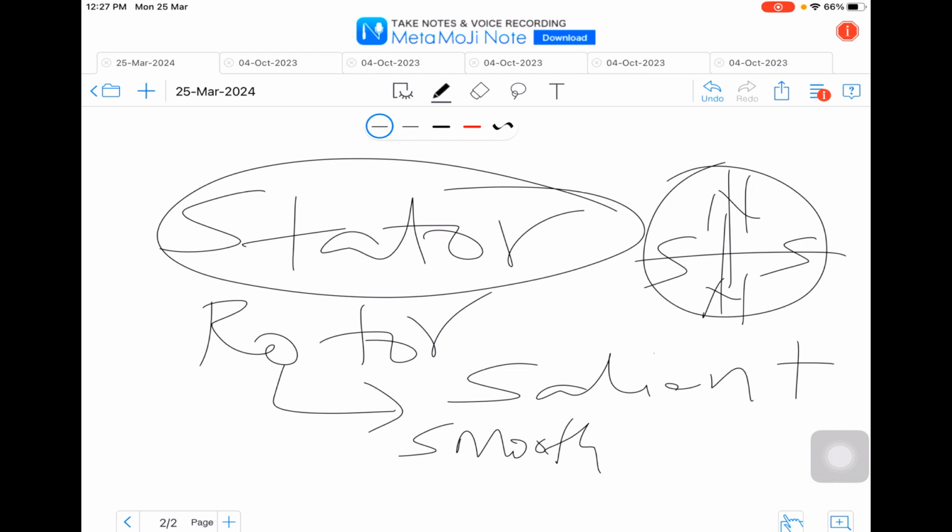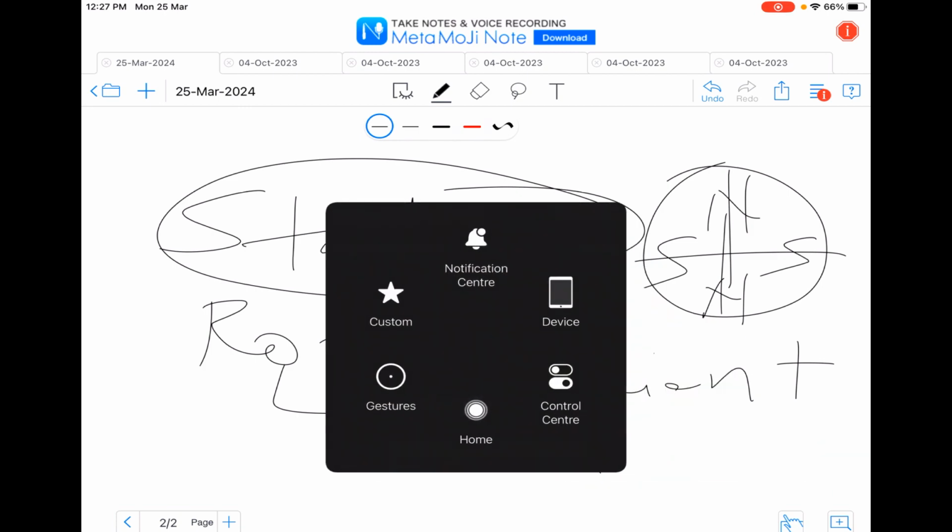So these are the two types of rotors when it comes to the construction of your alternator. Hope you understood the construction of the alternator.